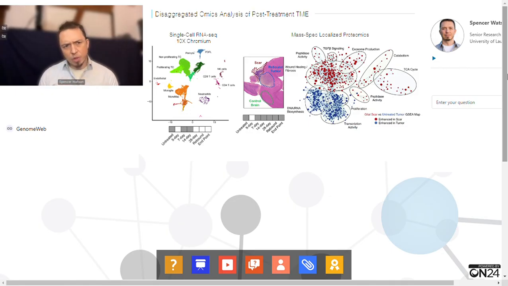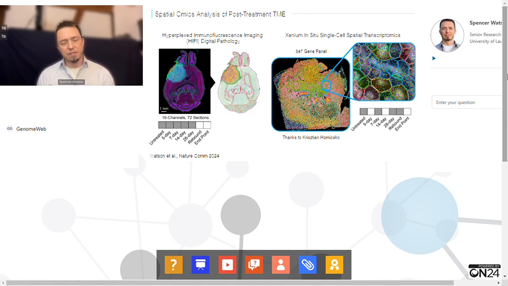So we turned to a couple spatial omic approaches to complement these. And the first one was a spatial proteomic approach. So this is a variant of cyclic immunofluorescence called hyperplexed immunofluorescent imaging, or HiFi. And this was developed specifically for this project and includes a digital pathology workflow to analyze the data that uses machine learning to identify different structural features in the tumor.